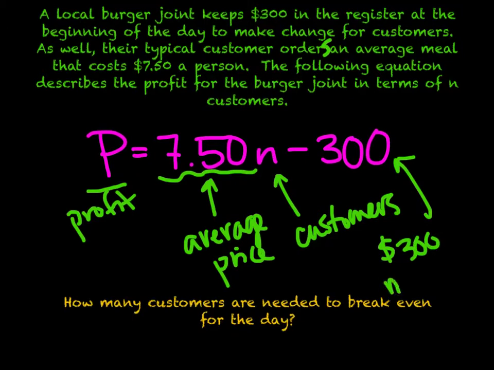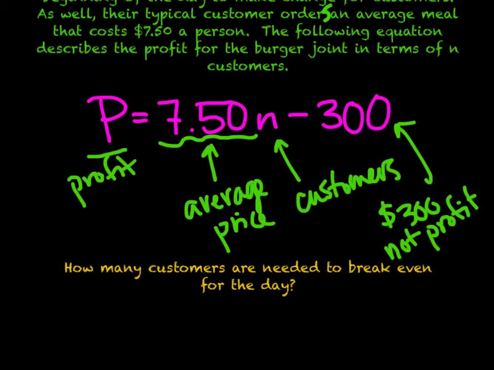So this is not profit. This is simply money that they have in the register so they can always make change for people, even at the beginning of the day. So, how many customers are needed to break even for the day?